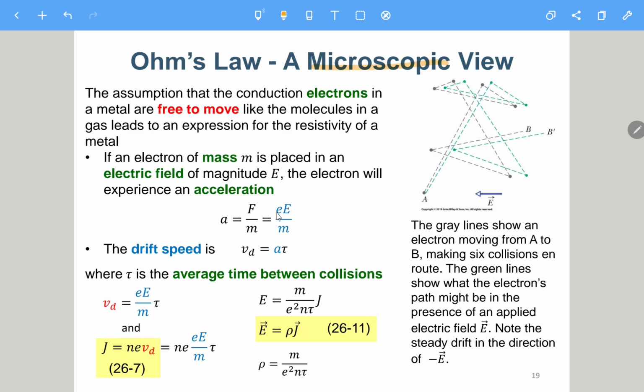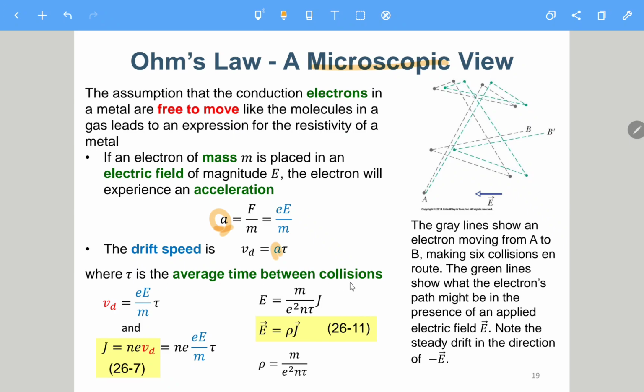Okay, so we have F equals eE, so a equals eE over m. And then here we try to assume that the drift velocity, the drift speed, is v_d equals a times tau. This is a, and tau means the average time between collisions.